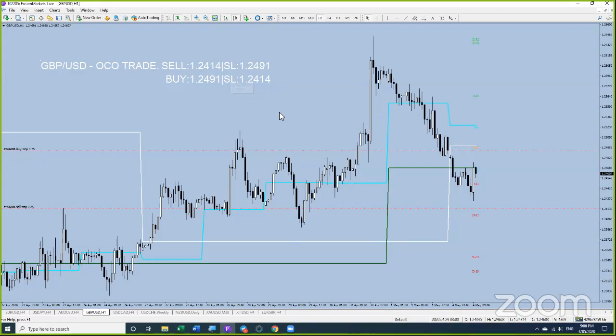Okay, what is OCO? One cancels other, and I'm just getting to that. So if the long is triggered, we cancel the short. And if the short is triggered, we cancel the long. So we don't leave both trades in the market once we are triggered into the trade. Once we are triggered into the trade, we then trail on a 15-minute chart.